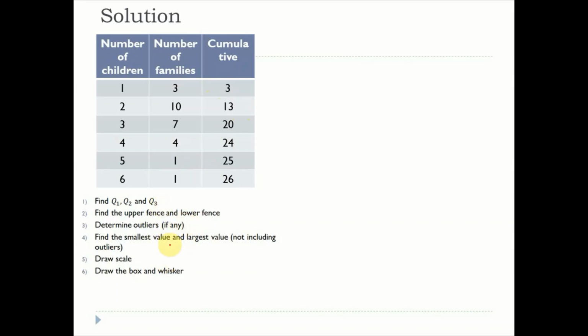Okay. So first find Q1, Q2 and Q3. So same thing. How to find Q1? Q1, we need to count how many data. This one actually, dia nampak dalam bentuk table, tapi sebenarnya what is it is that, so nombor of family 1 ada 3 kan, so dia macam ni 1, 1, 1, and then 2 ada 10, so 2, 2, 2, ada 10 kali, and then 3 ada 7, 3, 3, 3, ni ada 7 kali.